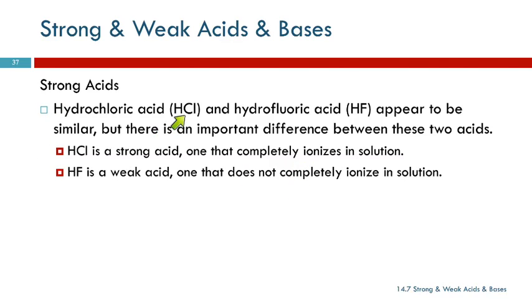So HCl and HF appear to be pretty similar. Chlorine and fluorine are sisters on the periodic table. They're in the same column, but they're different as acids because HCl ionizes completely and HF ionizes only a little bit.